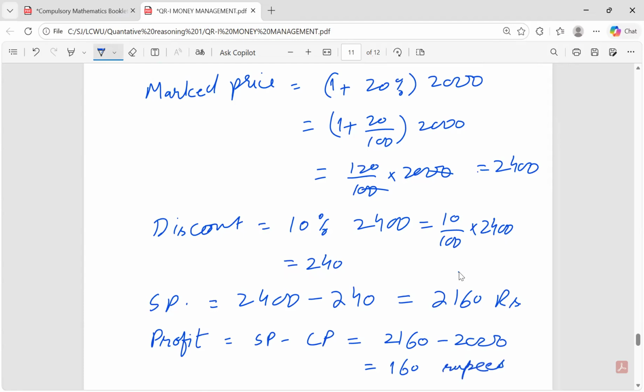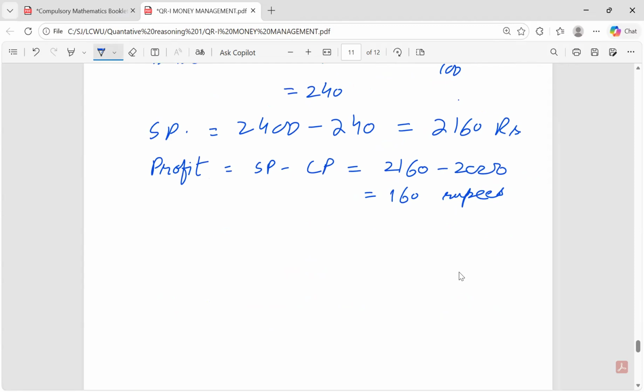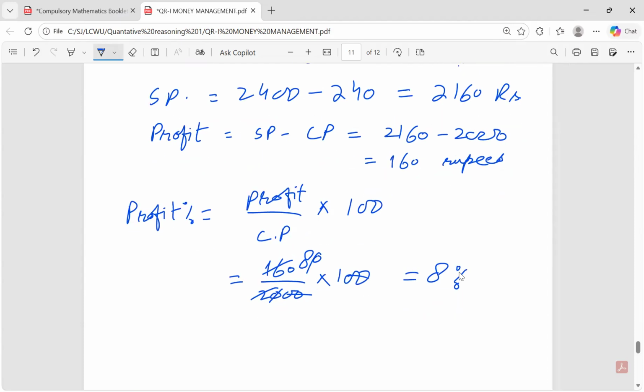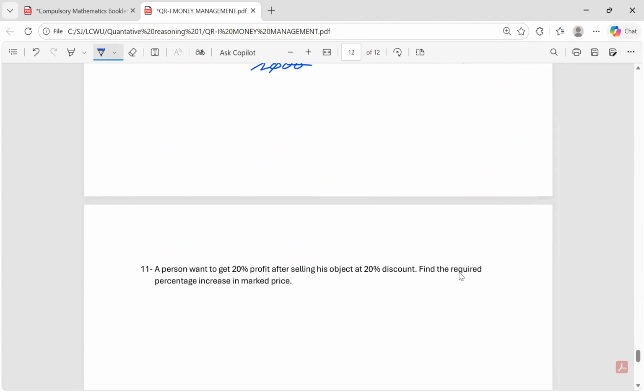So profit percentage is equal to profit divided by cost price multiplied by 100. This is equal to profit 160 over cost price 2000 multiplied by 100. If you cancel this 0 with 0, you have 8% profit percentage. So the profit percentage is 8%.